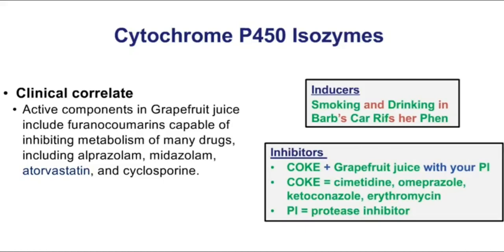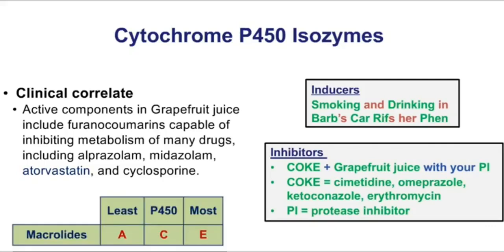So I've got Coke and grapefruit juice. So I've got my drink. I need something to eat. So Coke and grapefruit juice with your pie. Now, PI, what does that stand for? Protease inhibitor. Protease inhibitors are used for HIV because all protease inhibitors are P450 inhibitors. Examples of the protease inhibitors are drugs like ritonavir or indinavir, those drugs that end in AVIR, which are protease inhibitors used for HIV, and they're all P450 inhibitors.